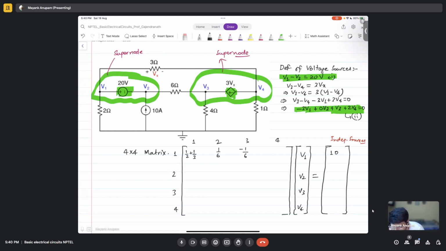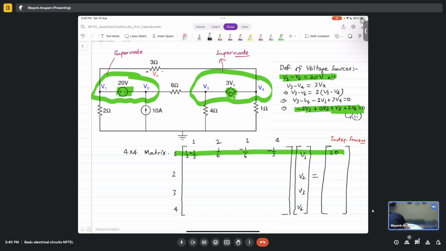I am talking about the KCL equations for the first super node. Okay, sir, understood. So minus 1/6. Anything else? Between 1 and 4, yes, I have that. So it will be minus 1/3, correct. So that concludes the first row.